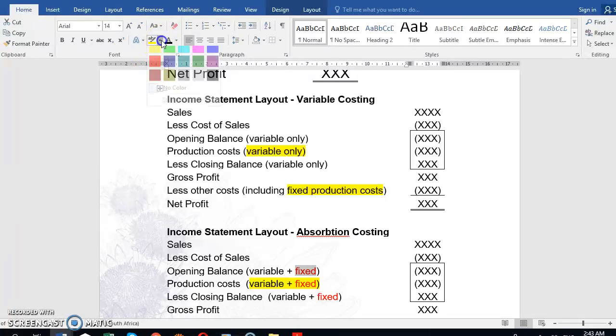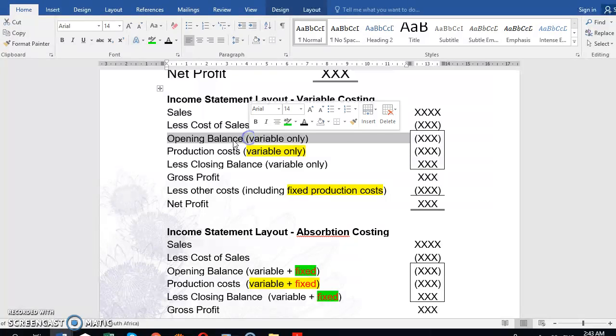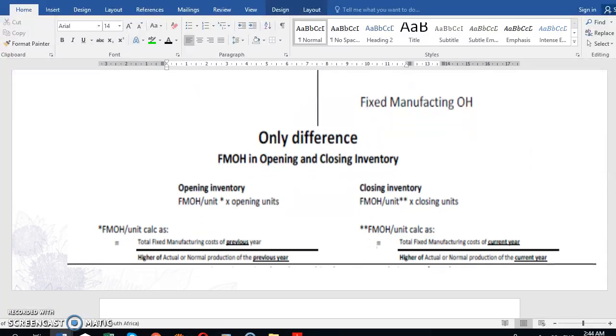Let's put that in green. And then under your closing balance, you have variable over there, and then you have variable plus fixed over there. So there's the next difference. Can you see that the key differences lie in opening balance and closing balance, because both have variable, but under absorption costing the opening balance has a fixed portion and the closing balance has a fixed portion. So that's why we can say in this summary that the key difference really lies in the fixed manufacturing overheads in opening and closing inventory.